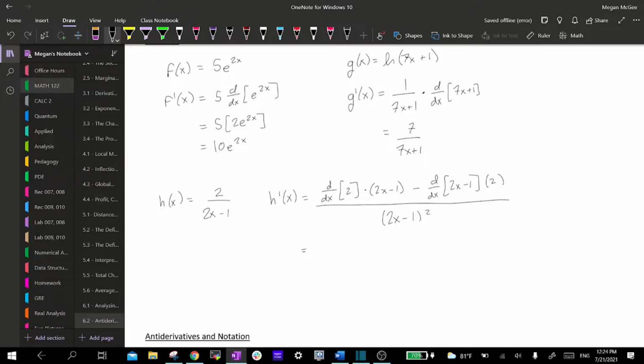Okay, so the derivative of 2, or any constant, is 0. So 0 times anything will end up being 0 minus this derivative of 2x minus 1, which is just 2, still times 2, over 2x minus 1 squared. And so we get negative 4 over 2x minus 1 squared as our final derivative. All right, that's just a good refresher on how to do a little bit more complicated derivatives.